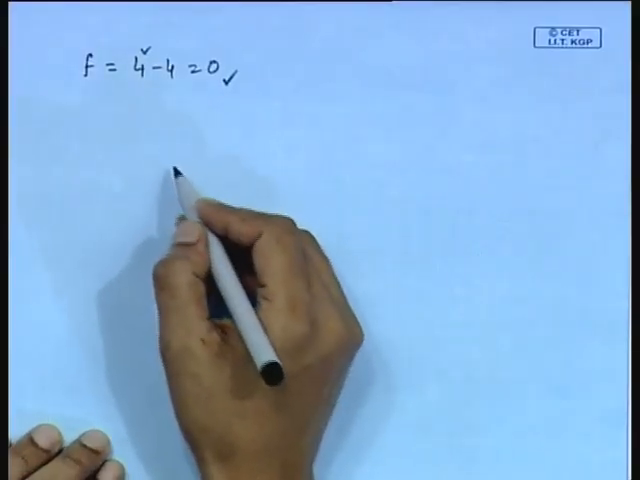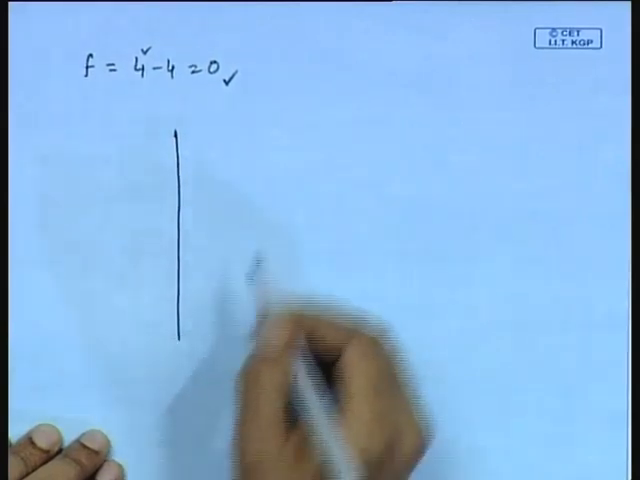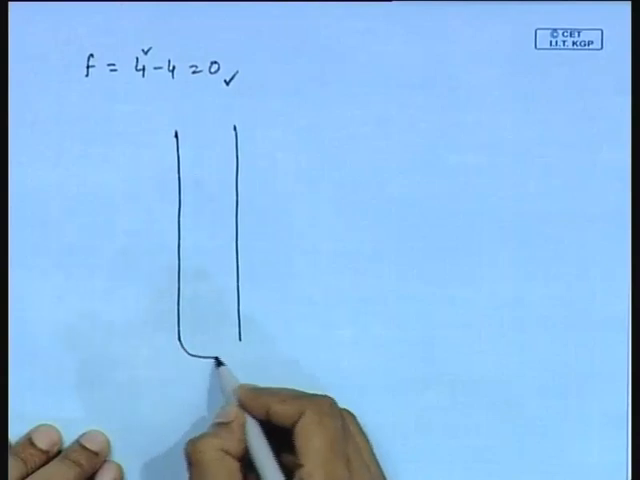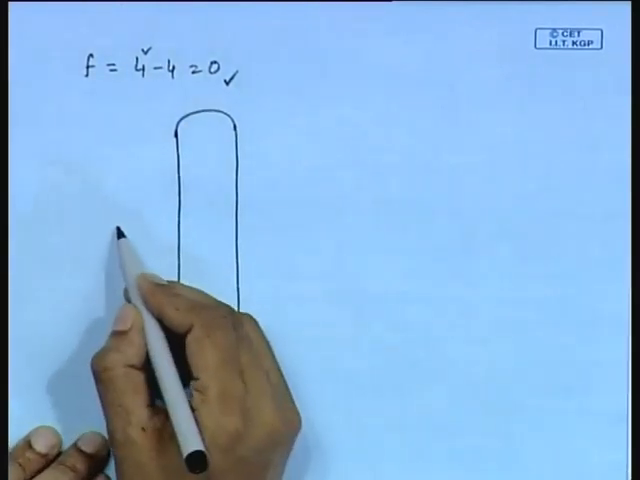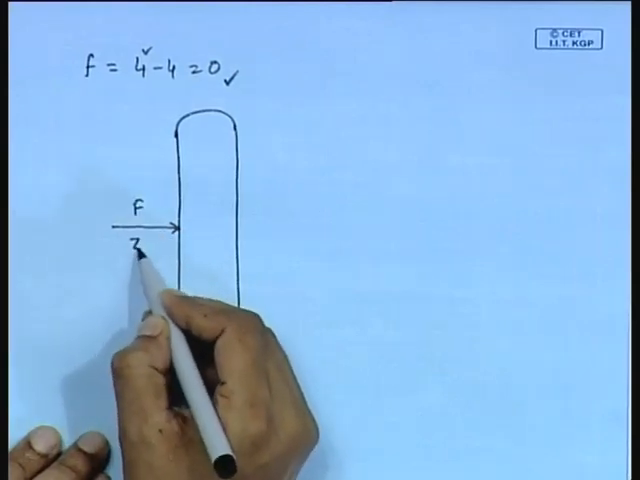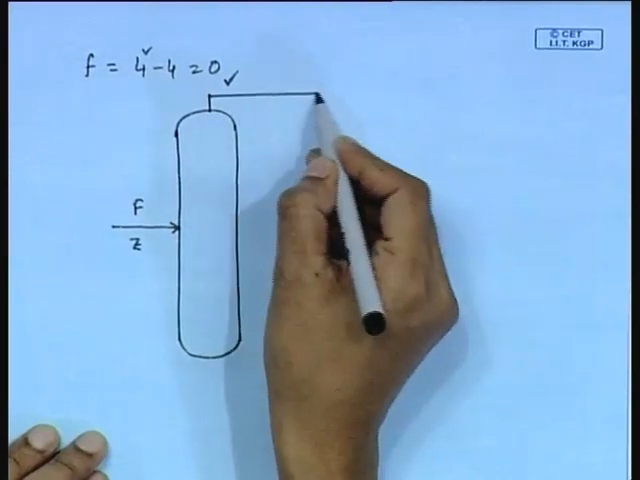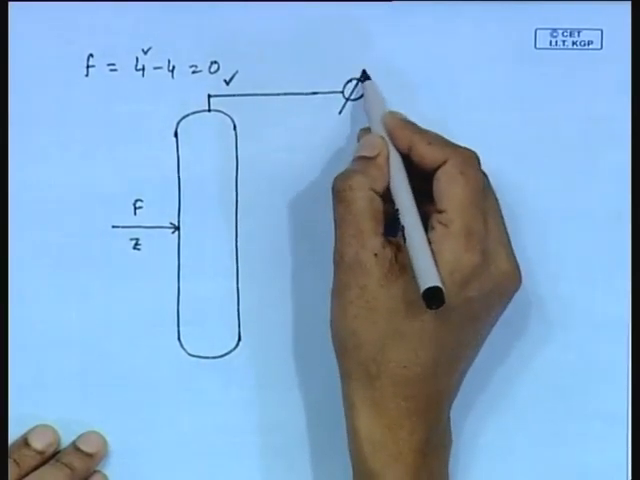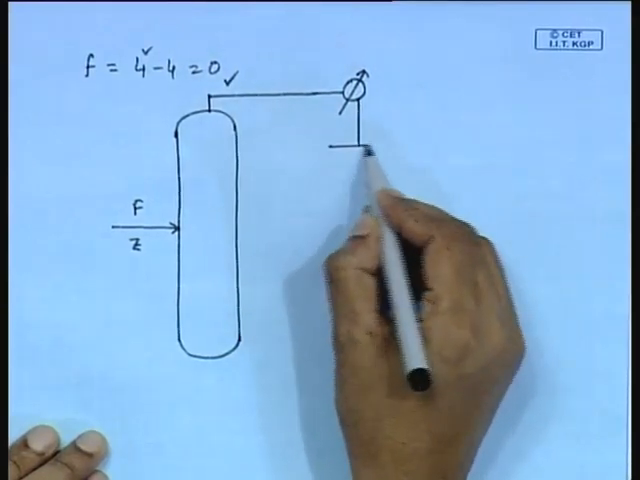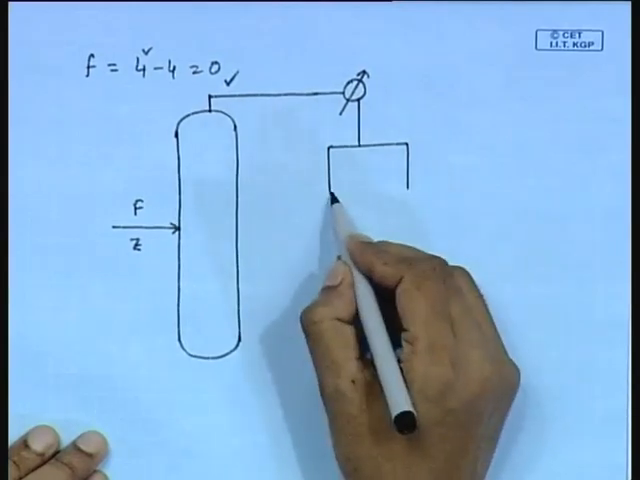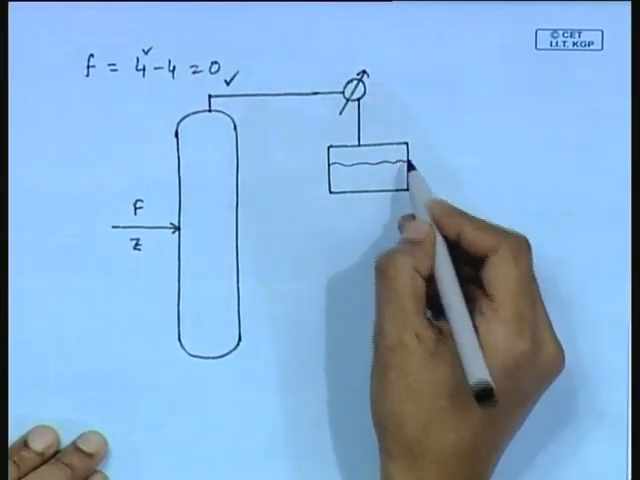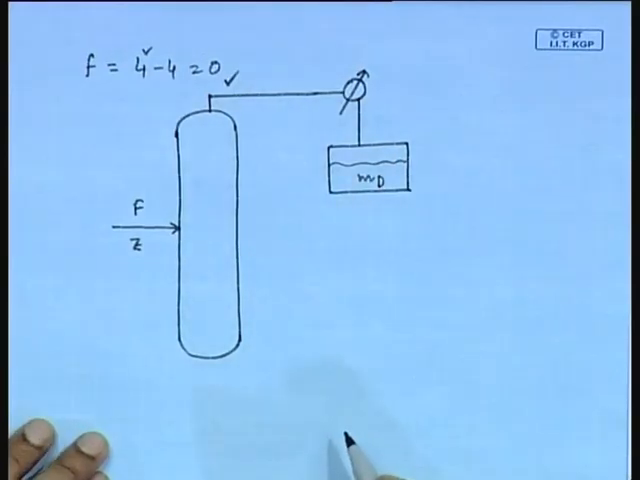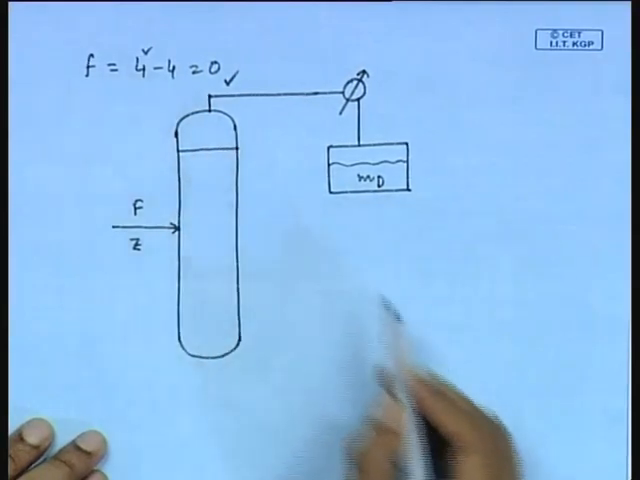Now, we will discuss how we can select the manipulated variable control variable pair for the example system. How we have selected these 4 control variable manipulated variable pairs, that we will discuss in brief. This is the distillation tower. Feed flow rate with composition. One condenser is installed at the top. This is the reflux drum. Liquid is accumulated here. The holdup is MD. This is the top stage.